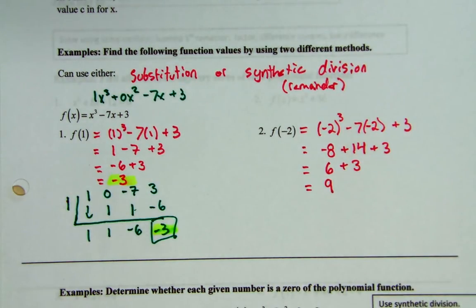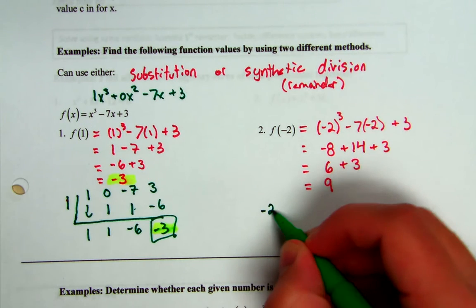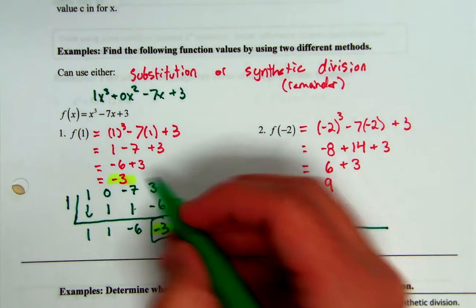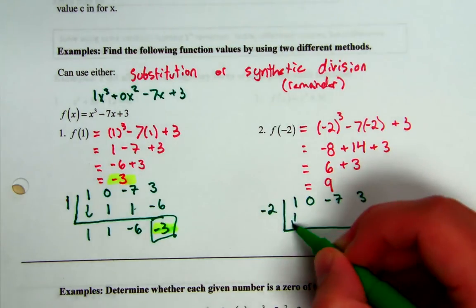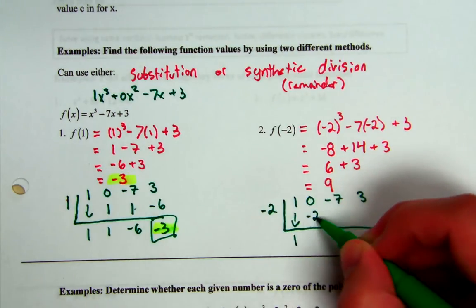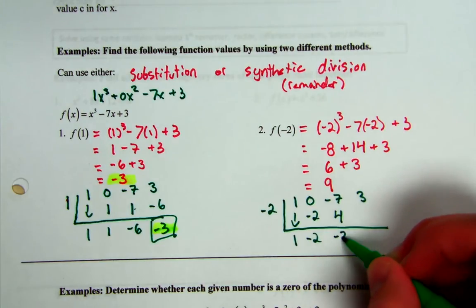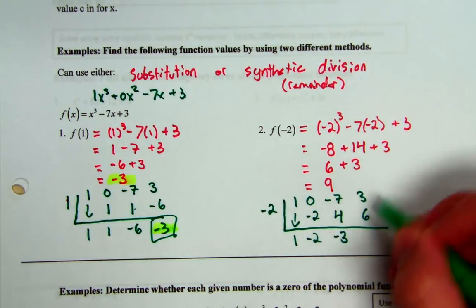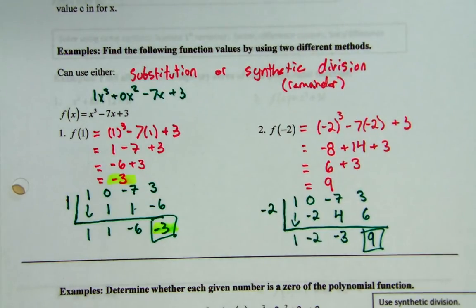So again, let's go ahead and synthetically divide. So take negative 2, and same coefficients: 1, 0, negative 7, 3. Bring down the 1, multiply, negative 2, add, negative 2, multiply, positive 4, add, negative 3, multiply, negative times a negative gives us 6, and we get 9. So again, our answers match. That's how you would show it on your homework.